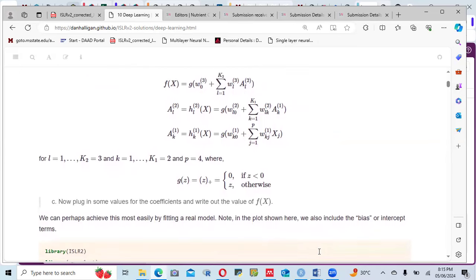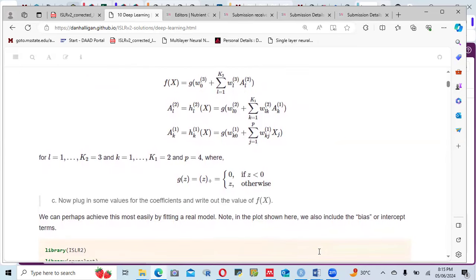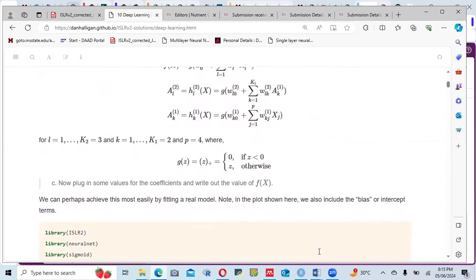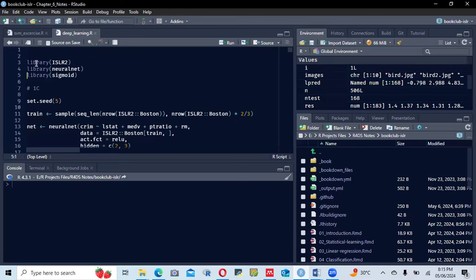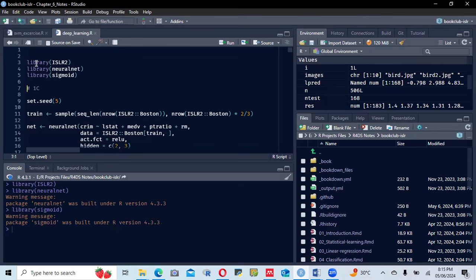Now the third part, question 1C, says we should plug in some values for the coefficients and write out the value of f of x. We can achieve this by first of all loading the library ISLR. Then we also load this other library. Let's do that in RStudio. So we load the library, I also have the neural network, and also the sigmoid.